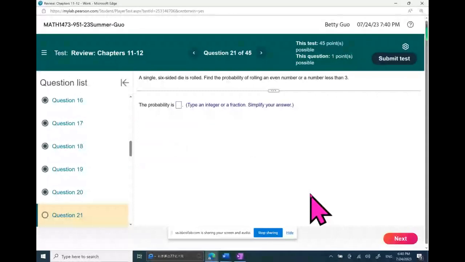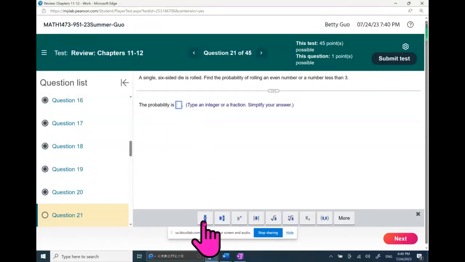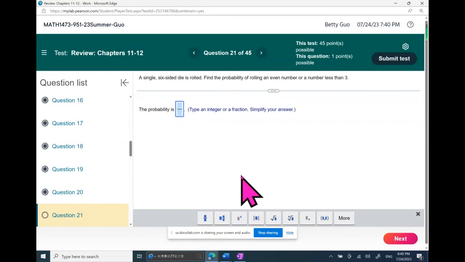A single 6-sided die is rolled. Find the probability of rolling an even number or a number less than 3. So this is OR, right? We use the addition rule. The addition rule has 2 formulas. Which formula to apply depends on whether the 2 events are mutually exclusive or not. So let's look at our 2 events. The first event, get an even number. Second event, get a number less than 3. Are the 2 events mutually exclusive or not?